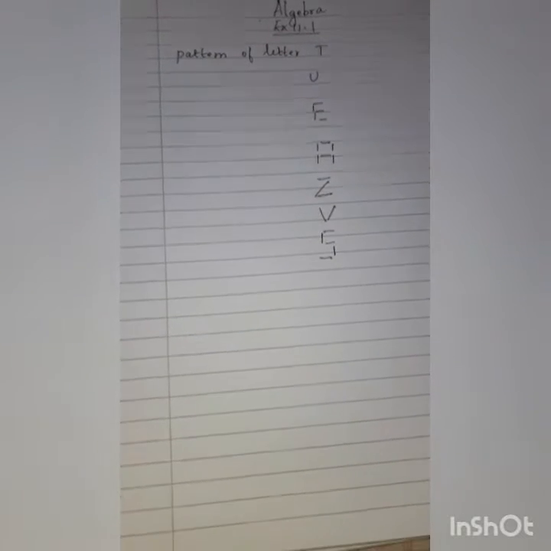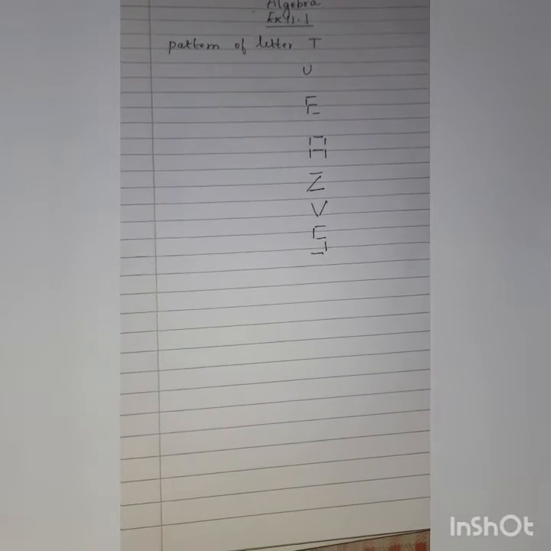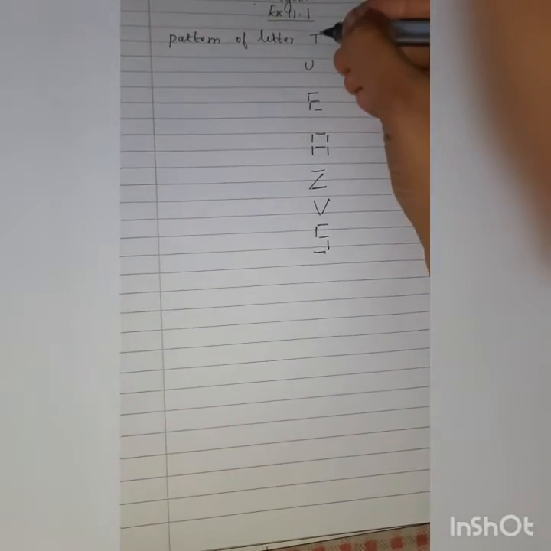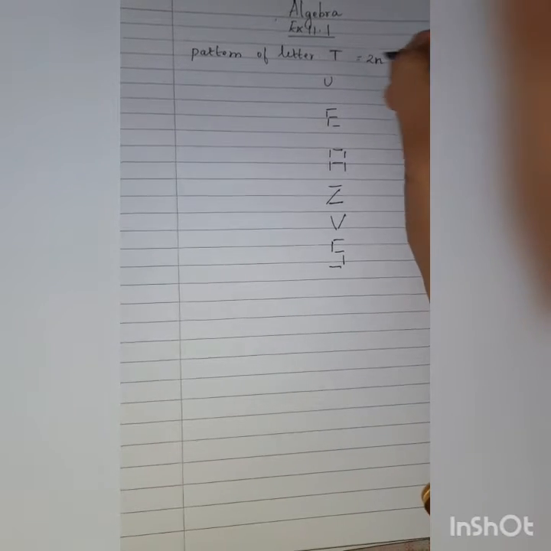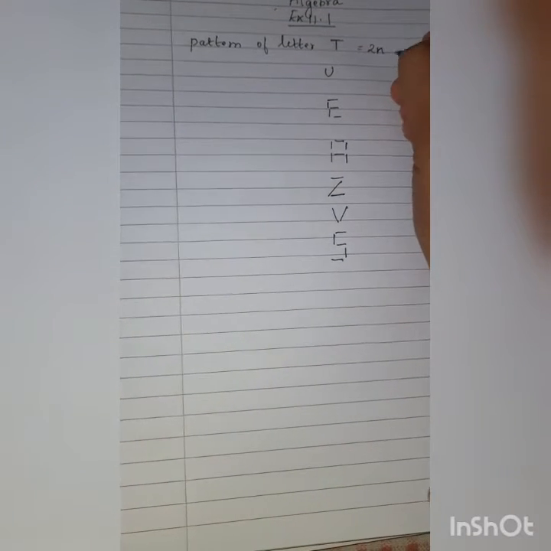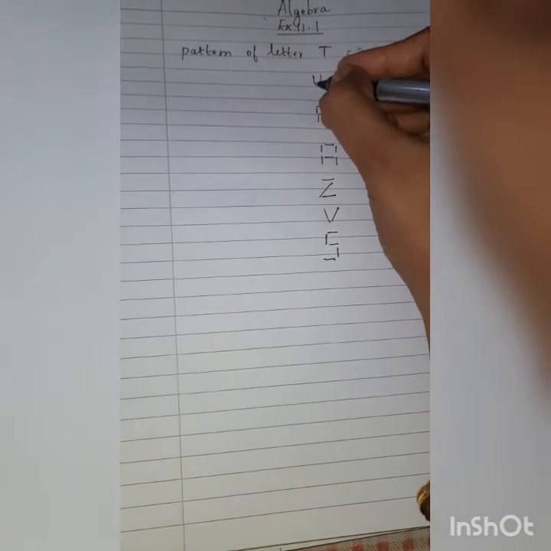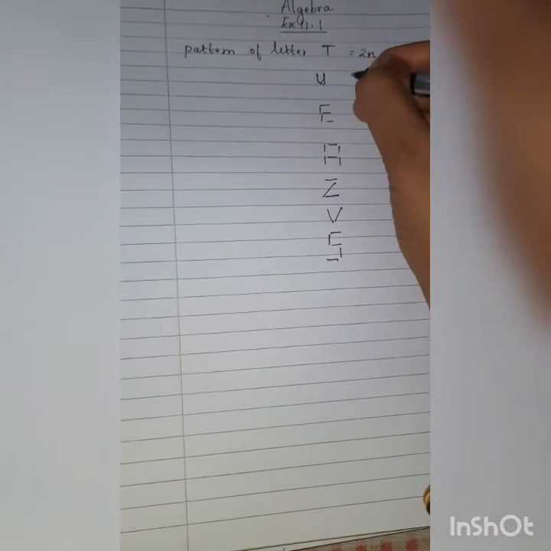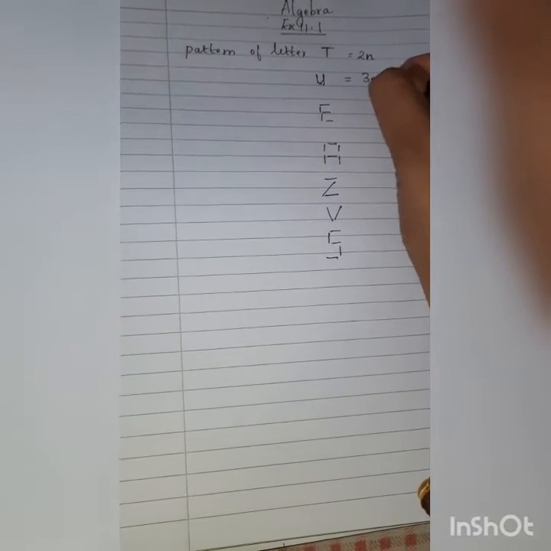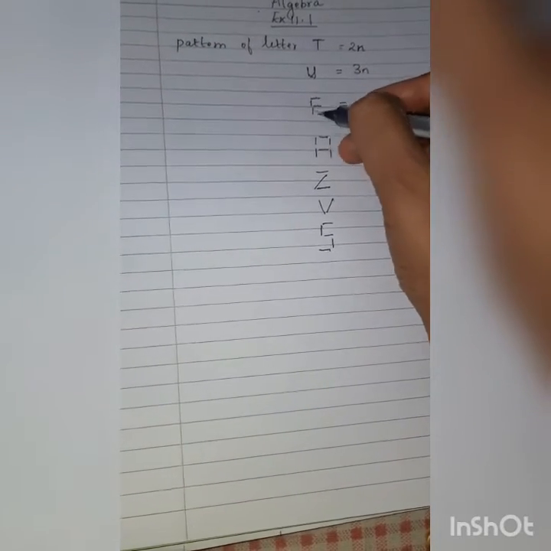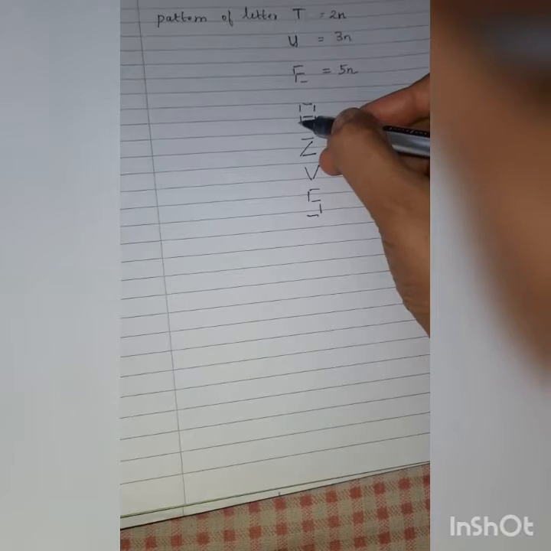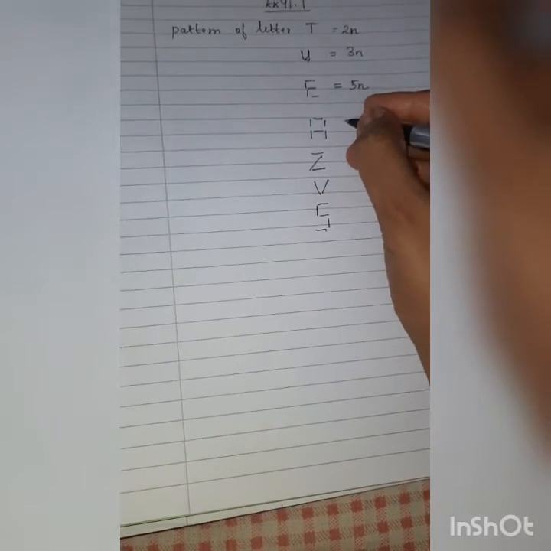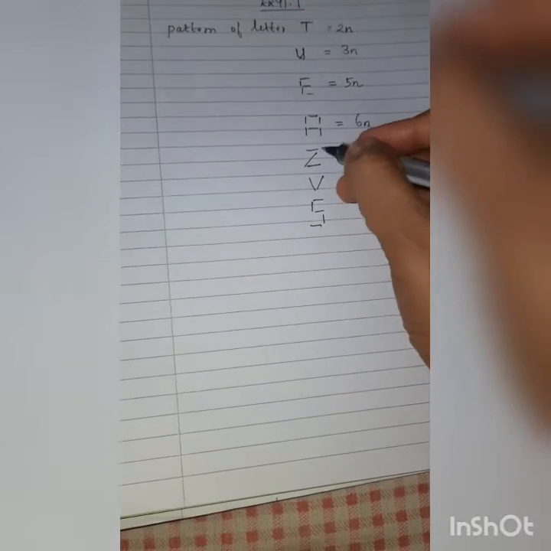How many matchsticks are required to make the letter T? 1, 2. So 2, and using a variable n, as the count increases, if you have multiple T's, it's going to be 2 into that many letter T's. Then U: for letter U, it's 3. For letter E, 1, 2, 3, 4, 5, so 5n. For letter A, 1, 2, 3, 4, 5, 6, so 6. And for letter Z, 1, 2, 3.